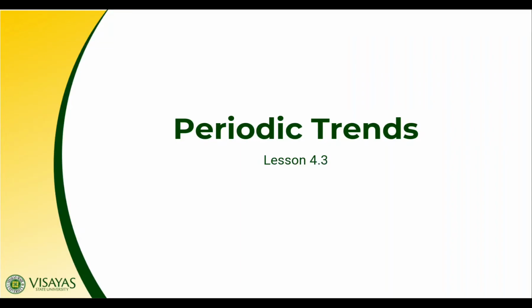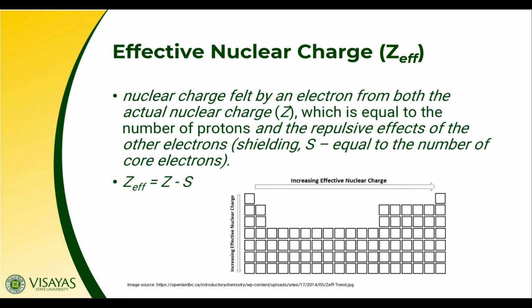Good day, students. The third lesson of Module 4 is about periodic trends. This is about the periodic variations in the physical and chemical behavior of the elements. Okay, before we start, let us recall the structure of the atom.